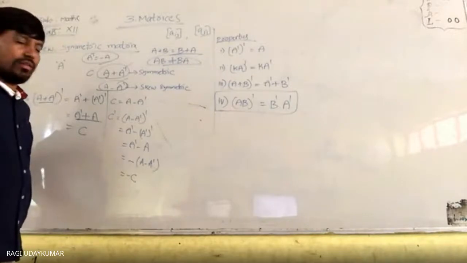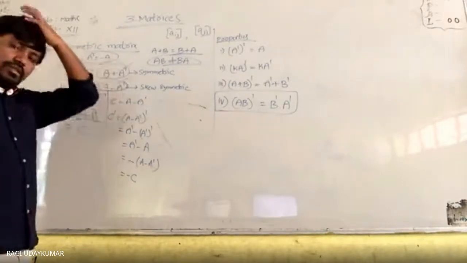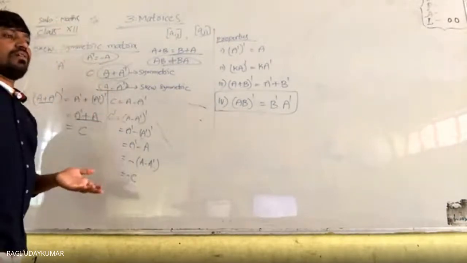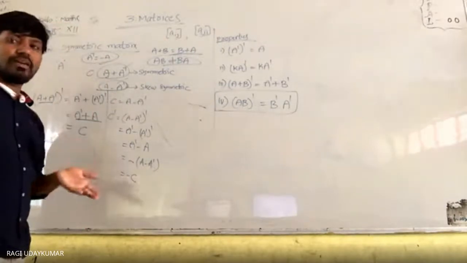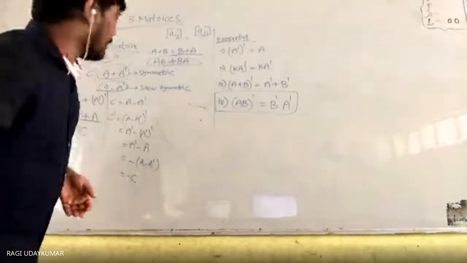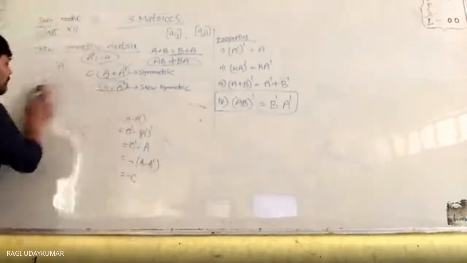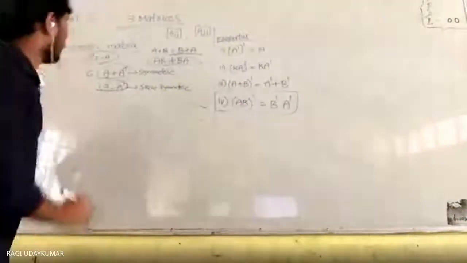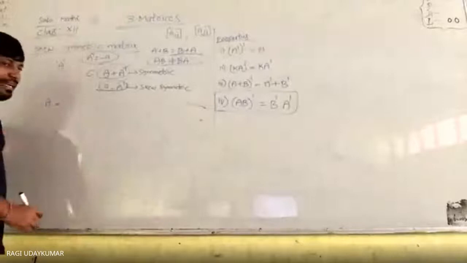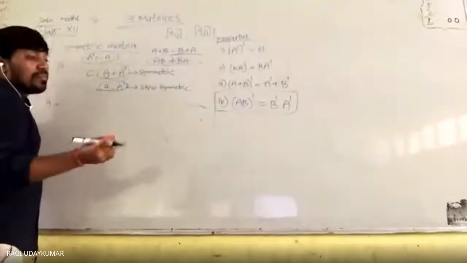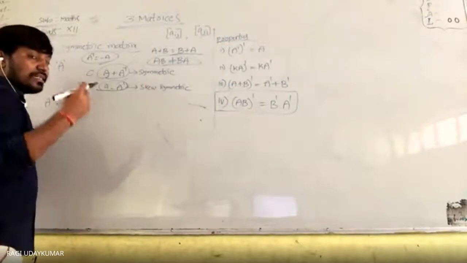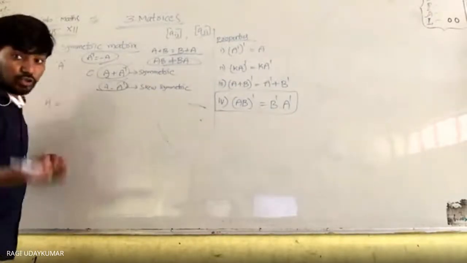You will get 2A. If you add these two matrices, A plus A transpose and A minus A transpose, we are going to get double of A. So if you take any matrix A, any square matrix can be expressed as the sum of a symmetric and a skew symmetric matrix.